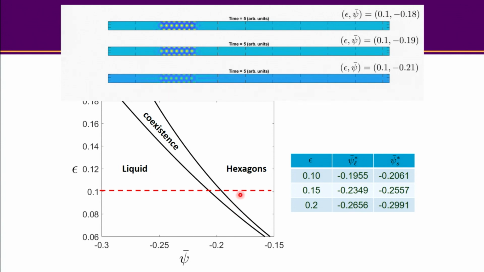which will give me solid. Because the phase boundary is at minus 0.1955 and minus 0.2061. So 0.18, 0.19, and 0.21 are all outside the phase boundary. But you can see the first two are in the solid region, and the third one is in the liquid region.